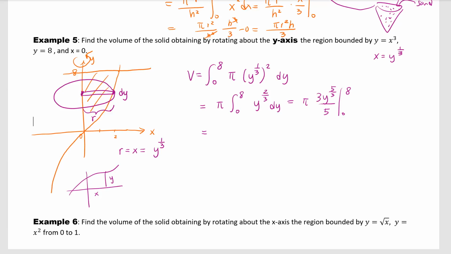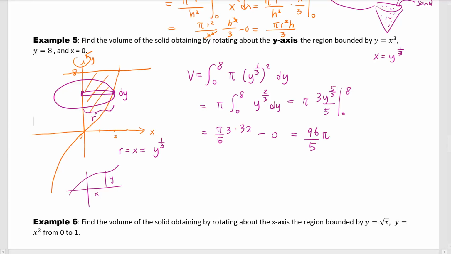We can plug in 8. So 8 to the 5/3, cube root of 8 is 2, 2 to the 5th is 32, right? When we plug in 0, it is 0. So 3 times 32, maybe I should put the dot here, otherwise it looks like 3.32. 3 times 32 is 96. So my answer is 96 pi over 5. So far, so good, everybody?